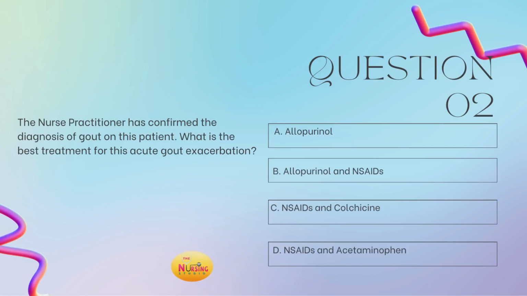All right, so question number two. The nurse practitioner has confirmed the diagnosis of gout on this patient, so they must have had a high uric acid level, okay? What is the best treatment for this acute gout exacerbation? Is it A, allopurinol, B, allopurinol and NSAIDs, C, NSAIDs and colchicine, or D, NSAIDs and acetaminophen? Take a moment and tell me what you got in the comments.